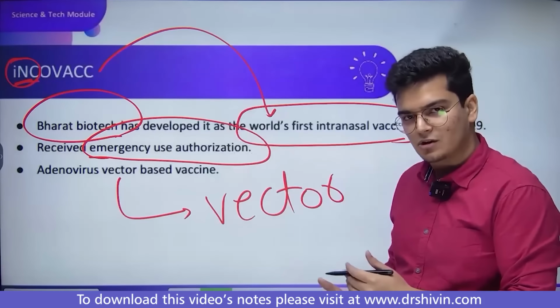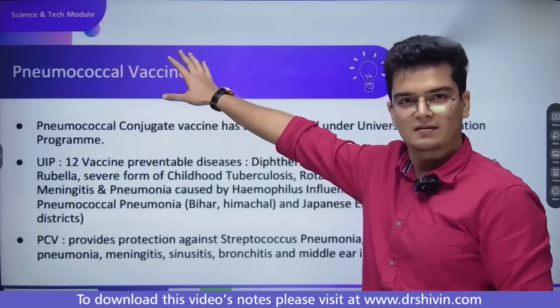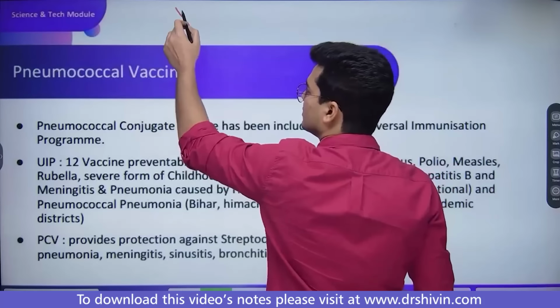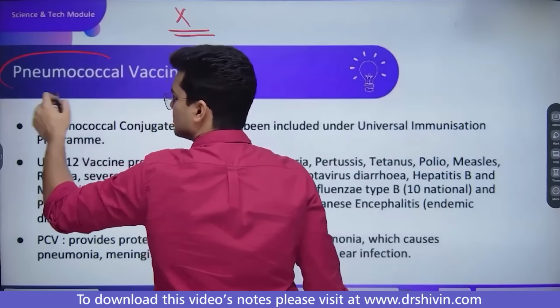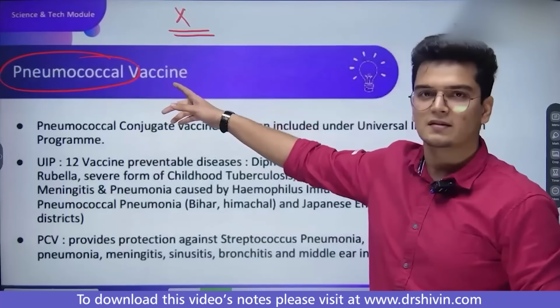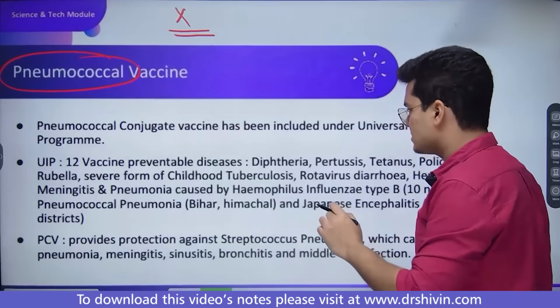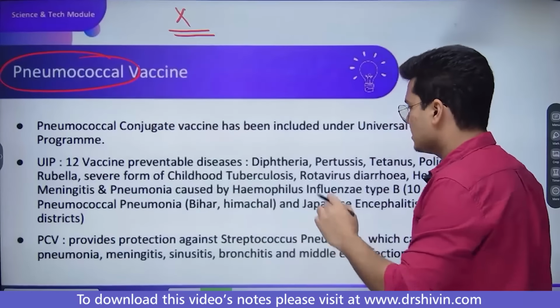There are some other vaccines also that we have to study. Next we have the pneumococcal vaccine. Now this is not a COVID related vaccine, okay? Pneumococcal vaccine is against a bacteria called Streptococcus pneumoniae. It's not important that you remember the name, but what this vaccine is about, you have to remember. It is against a bacteria called Streptococcus pneumoniae. All right. This bacteria causes pneumonia, meningitis, and many other diseases we see.